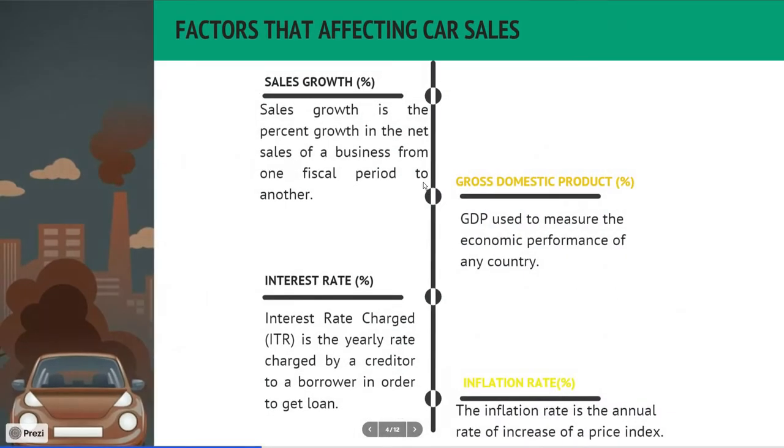So what does sales growth mean? Sales growth is the percent growth in the net sales of a business from one fiscal period to another. Gross domestic product, or GDP, is used to measure the economic performance of any country. The interest rate charged, or ITR, is the yearly rate charged by a creditor to a borrower in order to get a loan. And the inflation rate is the annual rate of increase of a price index.